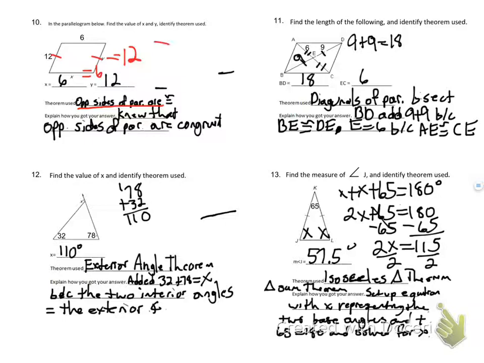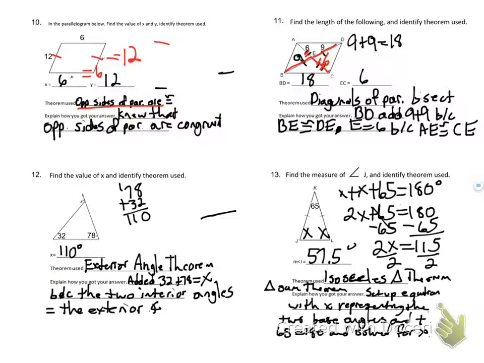Alright. Number 11. Find the length of the following and identify the theorem used. I know that BD is 18 because half a segment of the bisect is 9, and this is 9. 9 plus 9 is 18, which gives me BD. And I know that EC is 6 here because whenever the diagonals cut each other in half, creating congruent segments, the opposite side is also 6. Diagonals of a parallelogram bisect each other is the theorem used. And then for BD, add 9 plus 9 because BE is congruent to DE, and EC equals 6 because AE is congruent to CE.